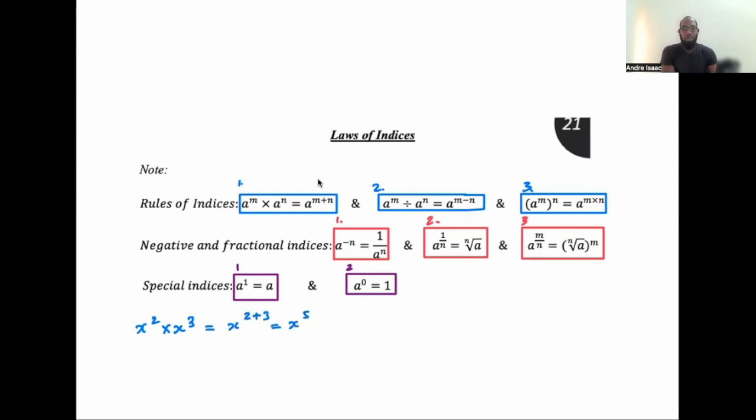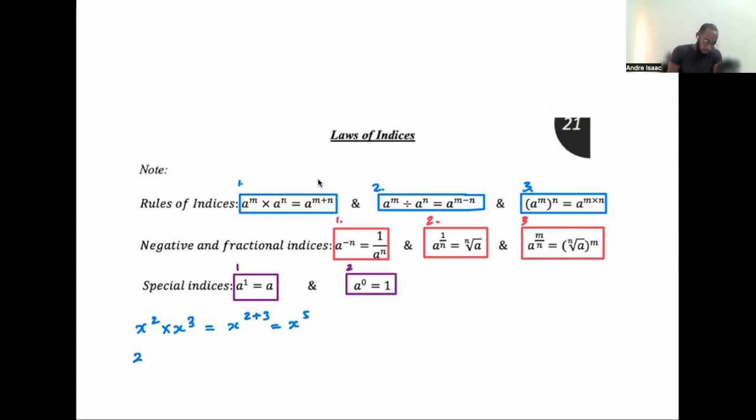Now, I don't want to go and prove it. That will make the video long. That's not the aim of this video. I'm just showing you based on the formula how you work it out. So same letters or same numbers when you're multiplying, you add the powers.